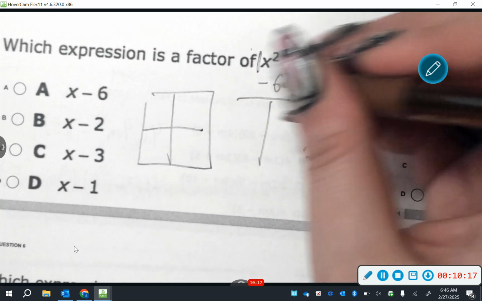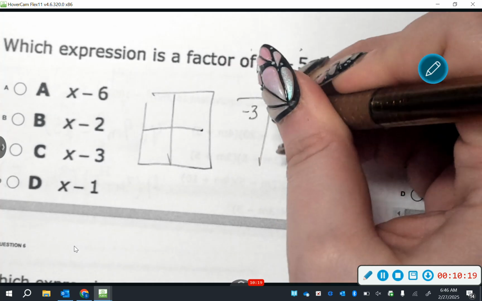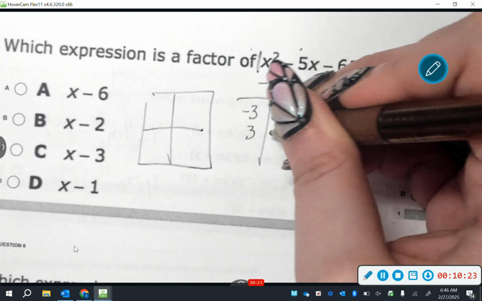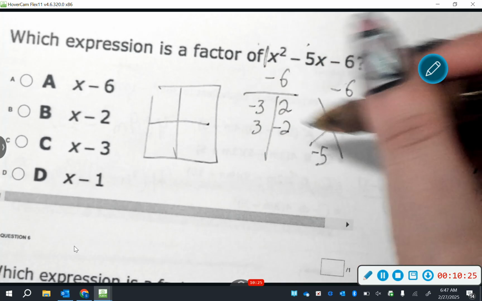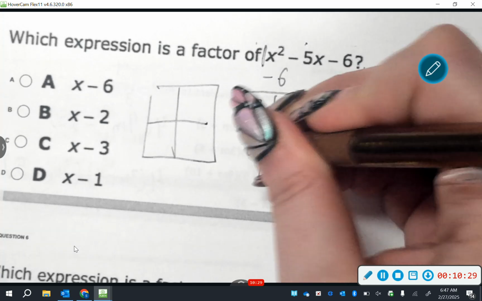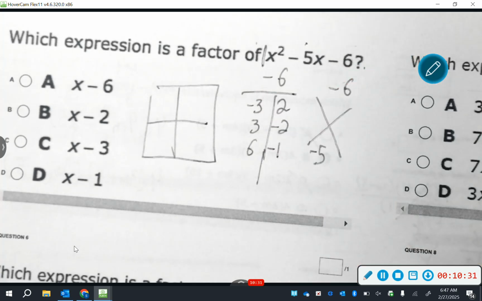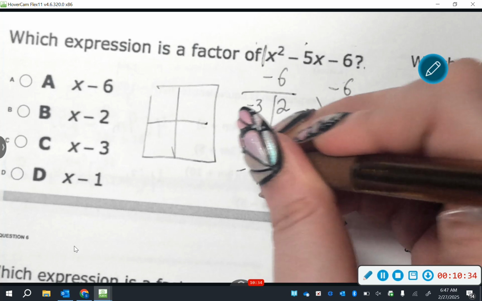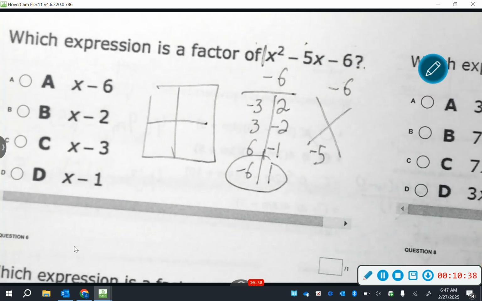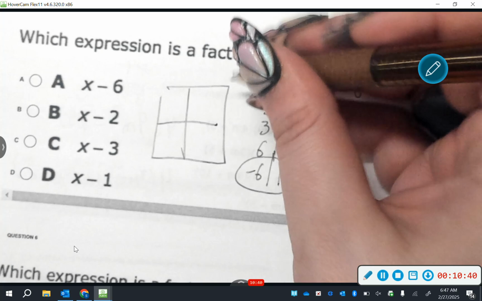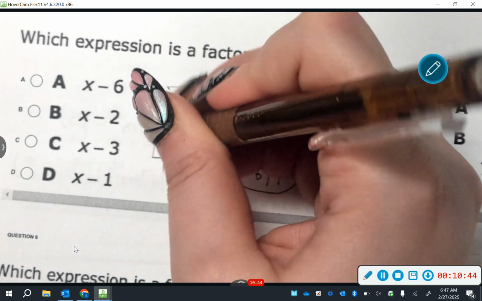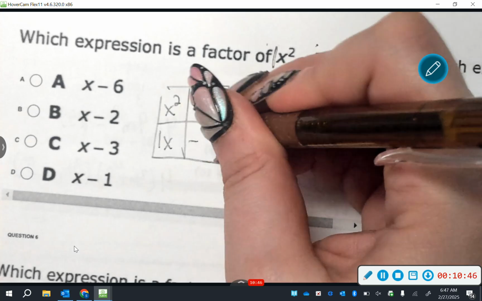So if I tried, for example, -3 and +2, that gets me -1. If I tried 3 and -2, that gets me a +1. Let's say I tried +6 and -1. Well, that gets me +5. -6 and +1 does get me -5. So for my box, we're going to have x squared, we're going to have -6x, 1x, and -6.